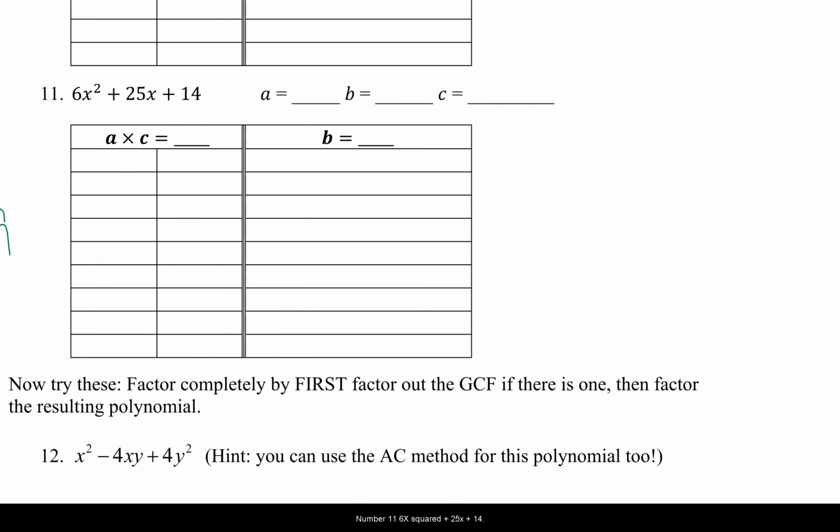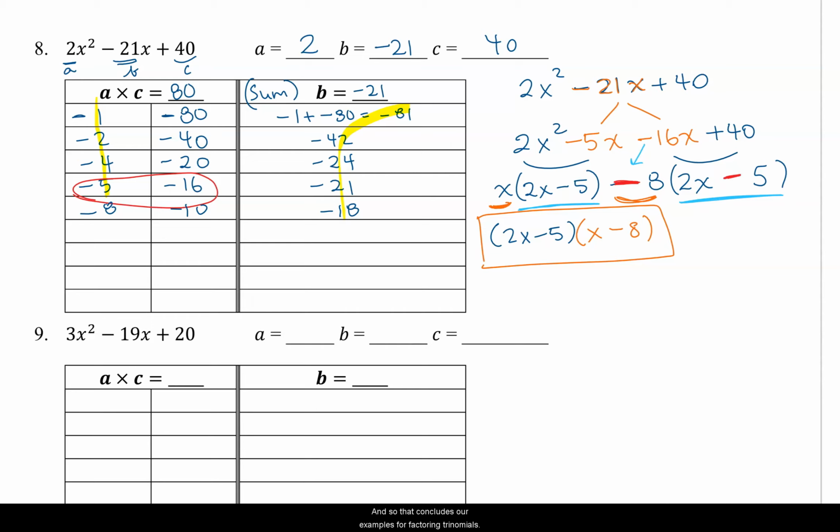Here's another example, a good one. Use your calculators. Don't be afraid to use those calculators. Use your calculators to try to figure out some of these big numbers. It is helpful. Keep practicing factoring trinomials. I will post another video for factoring trinomials if you'd rather use the box method. And so that concludes our examples for factoring trinomials. If you want to use a different method, it is acceptable.